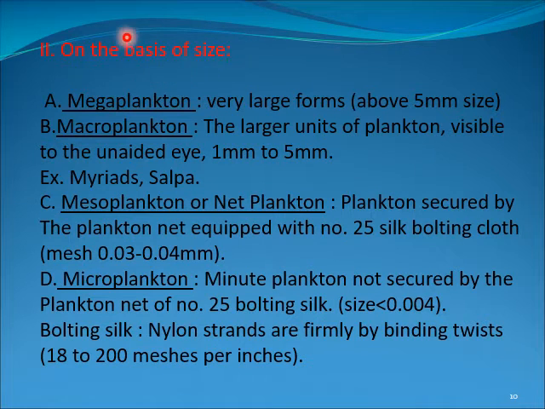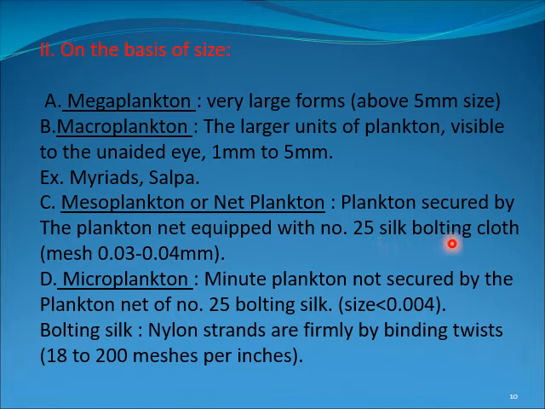Size: according to size, megaplankton are very large forms, above 5 millimeter, and can be seen by the naked eye. Macroplankton are of bigger size, 1 to 5 mm. They can also be seen without any help, like mysids and salps. Mesoplankton are the net plankton. Plankton which are collected by the net are known as the net plankton.